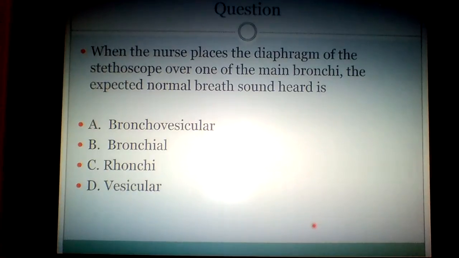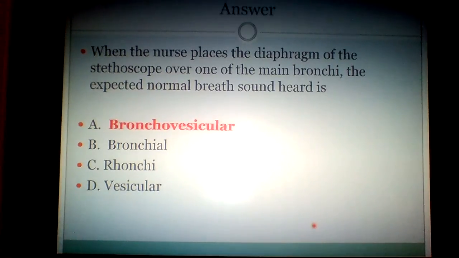Bronchial sounds are heard over the trachea. Bronchovesicular sounds are heard over the main stem bronchi. And vesicular sounds are heard over the lung tissue all the way down to the sixth intercostal space. So yes, bronchovesicular sounds are heard over the main bronchi. Very, very good, guys.